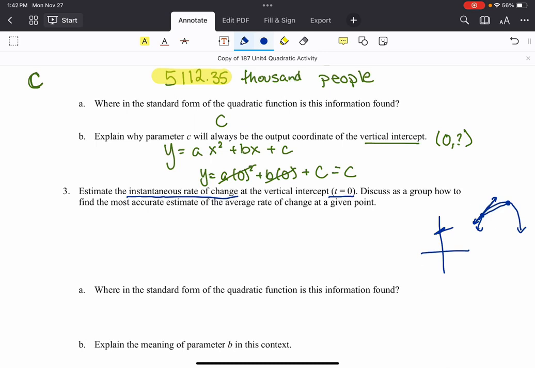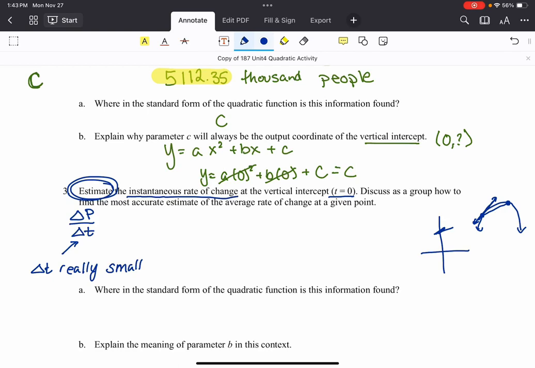And so to do that, our slope, or our rate of change, would be the change in P over the change in T, change in time. But we're going to want to make that change in time really, really small. And the smaller that interval is, the closer we're going to get to the instantaneous rate of change. Now, in the end, it's going to be an estimate, but we can shrink that interval down as close as we can to get an accurate estimate.